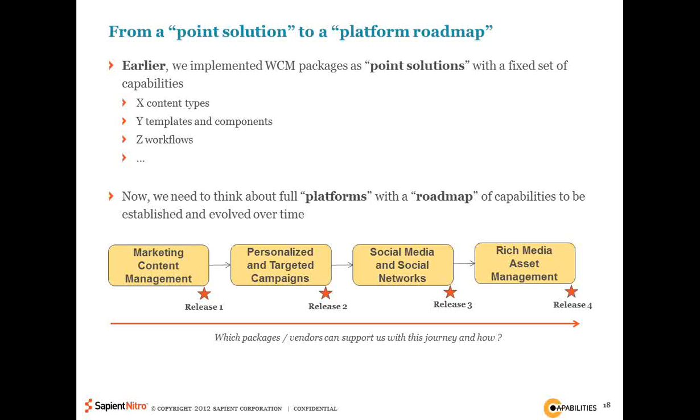The sequence may differ by customer, but the point about package selections is this. When you're picking a vendor, you may be initially picking them only for that first release, for that release 1, which is their ability to deliver this piece of the puzzle, the marketing content management bit. But if you have a roadmap of capabilities that you are likely to deploy over time, you need to have some sort of visibility into whether the vendor has a current offering or a strategy to deliver a comprehensive offering or some sort of integration that allows you to fulfill this entire roadmap over time.